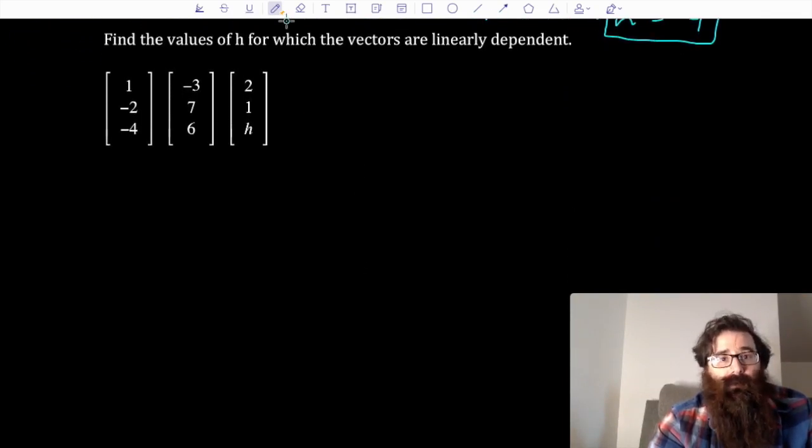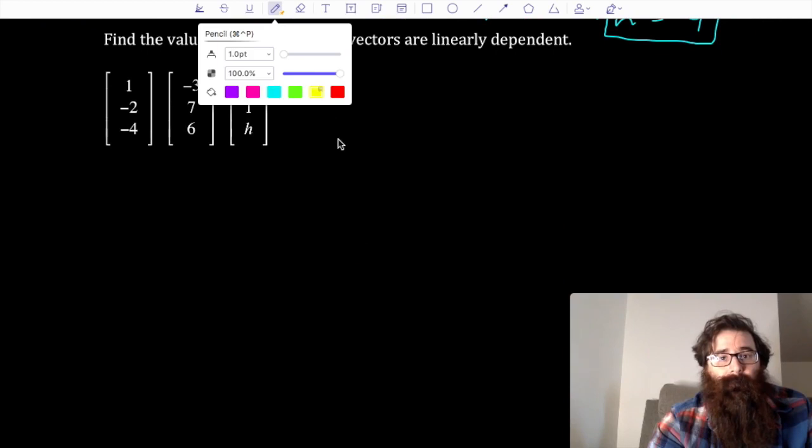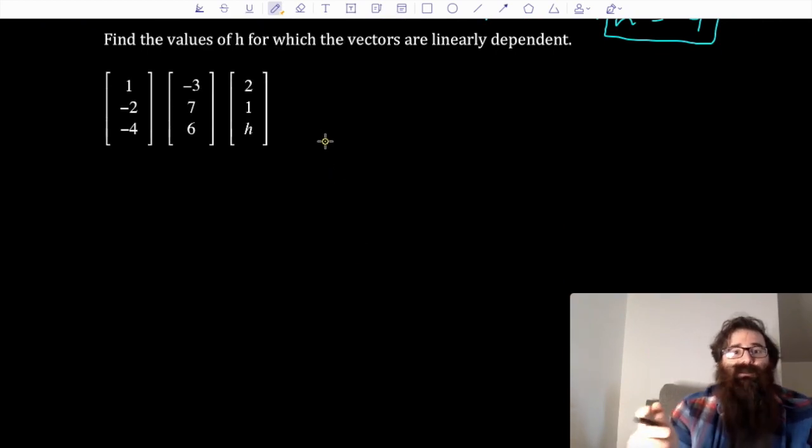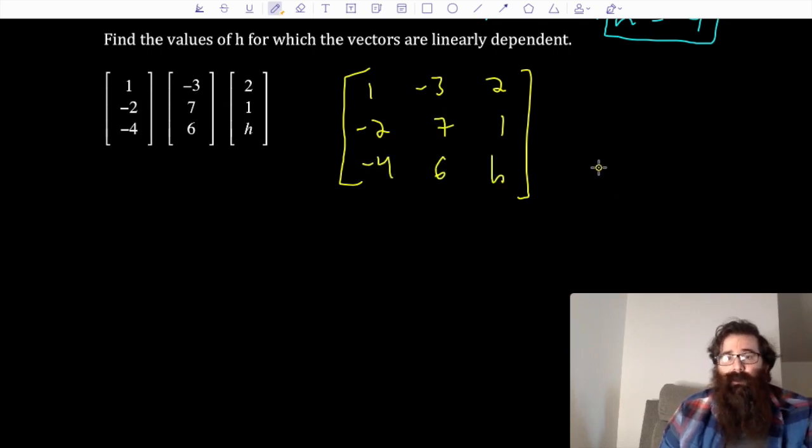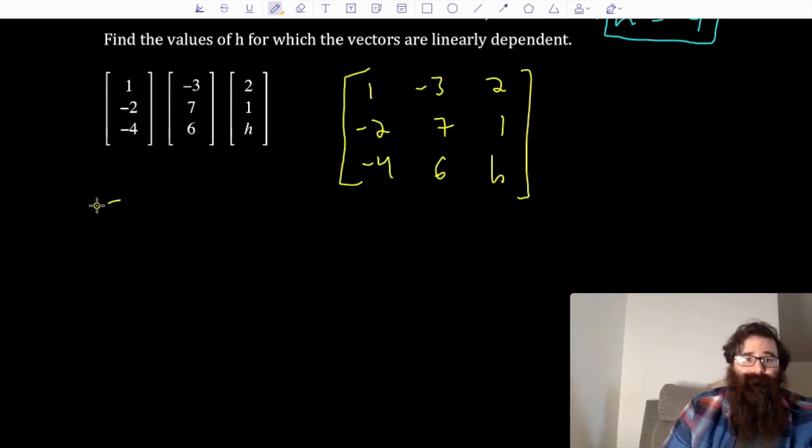What about here? I got another very similar example. I want to know for what values of h are the vectors linearly dependent. Let's see if we can do this one. Set it up. I'm just using these as columns. I'm sort of looking at it like it's a matrix already, if I'm being honest about what I'm doing. Just building the matrix. Now I want to reduce.